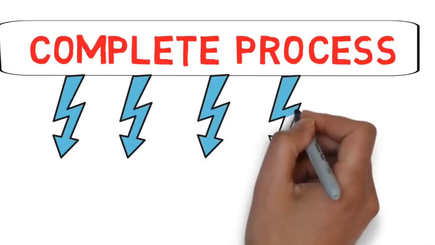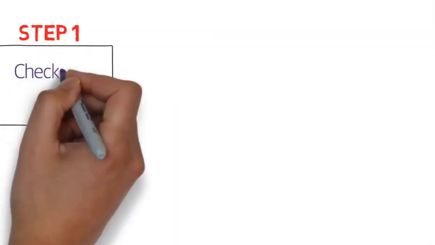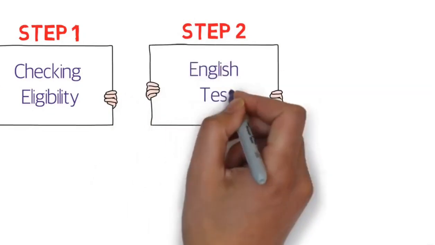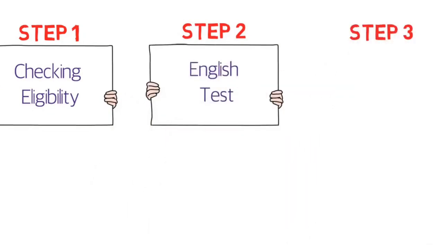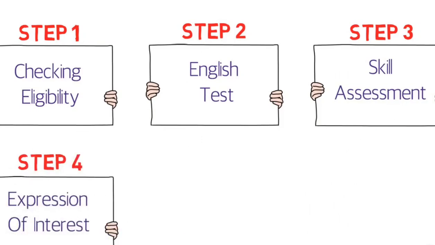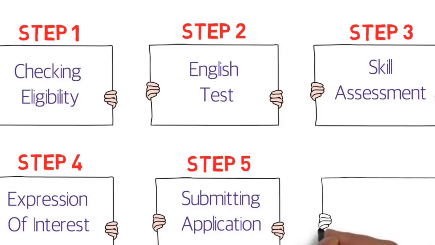Now let me tell you that I've divided the complete process into 5 simple steps. So let me list out all those steps for you and then I'll discuss all those steps in detail. The first step would be checking eligibility, if you're eligible or not. The second step is English test. The third step is skill assessment. The fourth step is expression of interest, and the last step is submitting your application. After that, you'll be given PR grant and we will talk in detail about it as well.